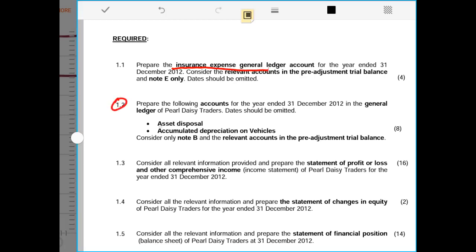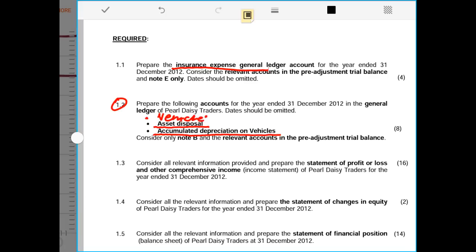and 1.2 we are required to do the ledger account for the asset disposal. It means there was an asset that was disposed, and after that we are required to do the accumulated depreciation on vehicle. So now if you are doing an accumulated depreciation on vehicle and there was an asset disposal, it means obviously, or there's a high probability, that it's the motor vehicle that was disposed. And if a motor vehicle was disposed, I always recommend that students must also do the vehicle ledger account, although this is not required, but I'll just do it as my working.